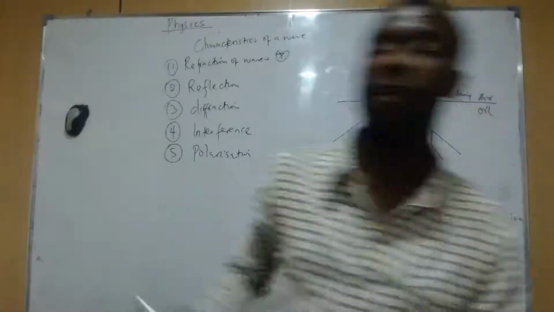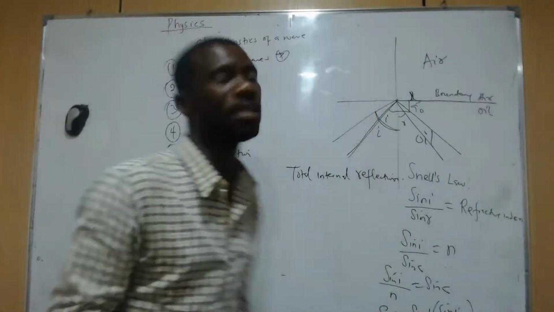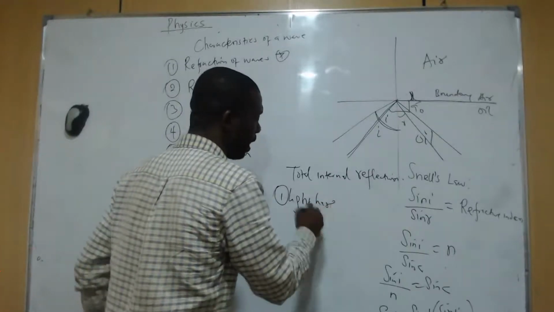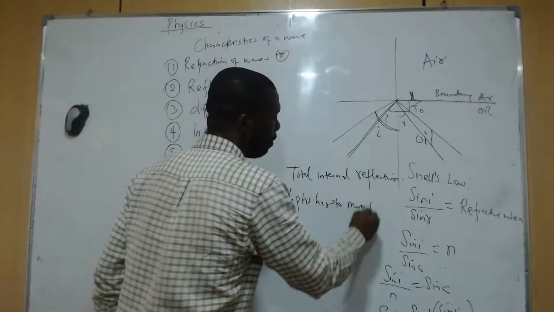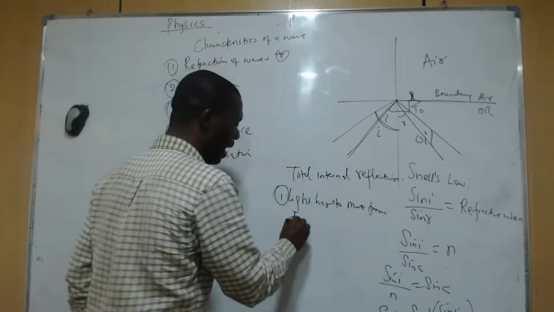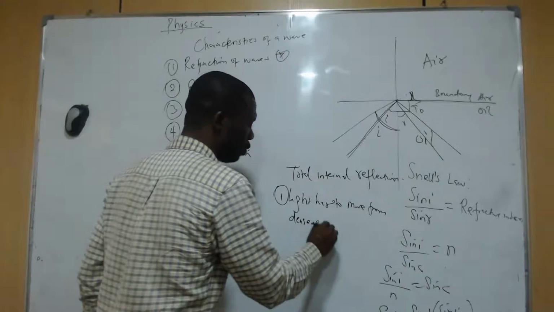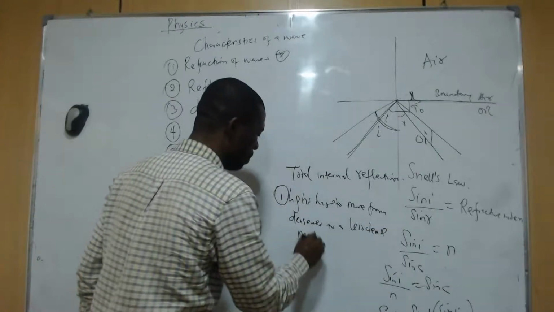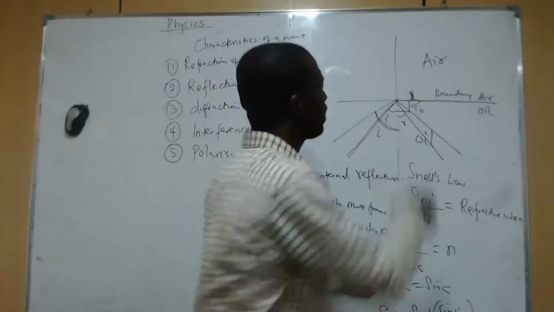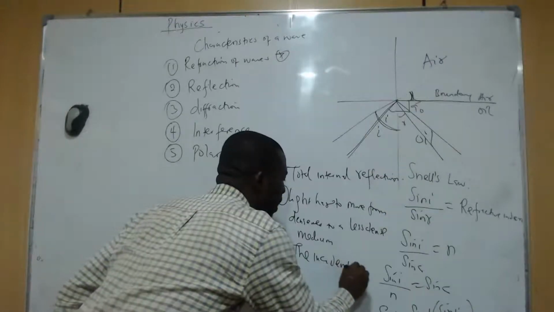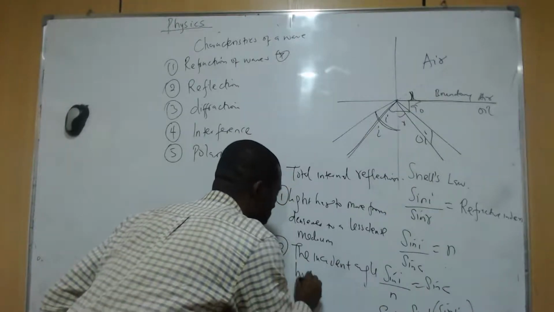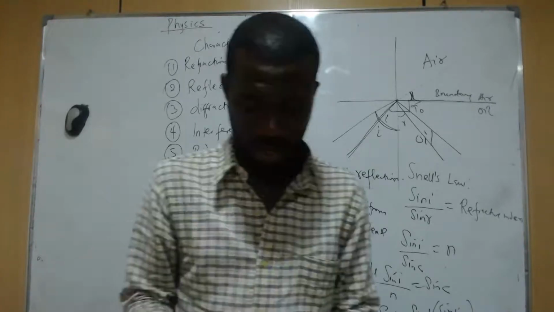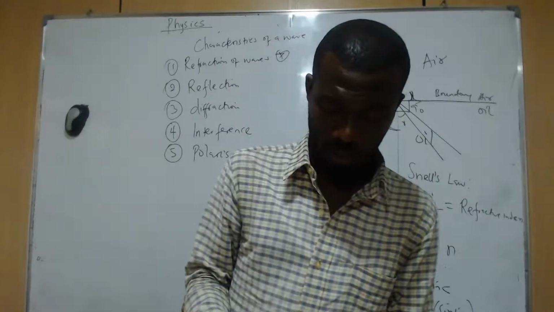And for total internal reflection to occur, two conditions have to take place. One, light has to move from a denser to a less dense medium. That is one, which means light has to move from oil to air. Two, the incident angle has to exceed the critical angle.